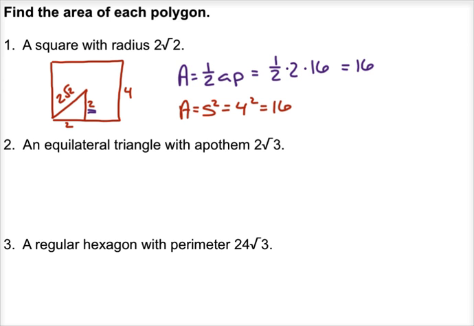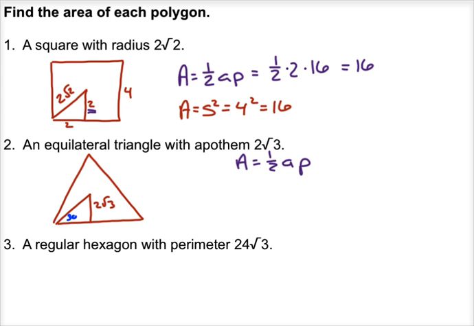Number 2, an equilateral triangle with an apothem of 2 square roots of 3. So if I think of an equilateral triangle, I know the apothem is 2 square roots of 3, and I know my formula is that the area equals 1/2 the apothem times the perimeter. The only thing I really need to figure out is what's the perimeter. So in my 30, 60, 90 triangle over here, I'm going to look for this piece on the bottom.